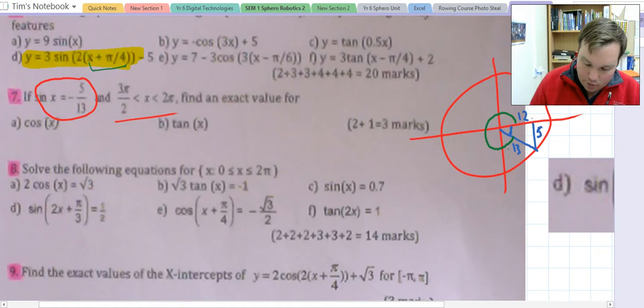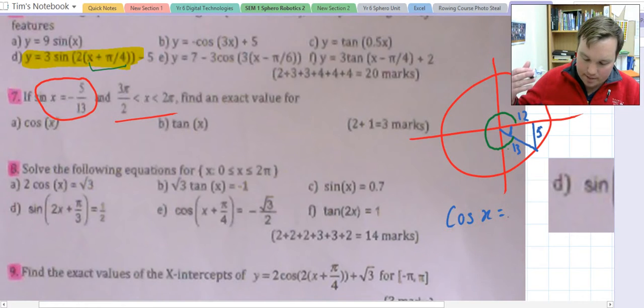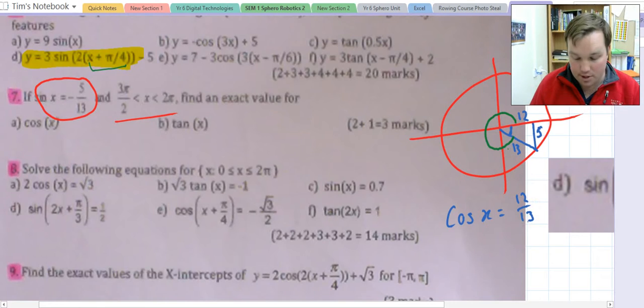So if we don't know what x is, we can still write cos x. Now, given we worked out this triangle from the original sine, cos x will be, well, adjacent over hypotenuse, so 12 over 13, and because it's in that region, it's positive.